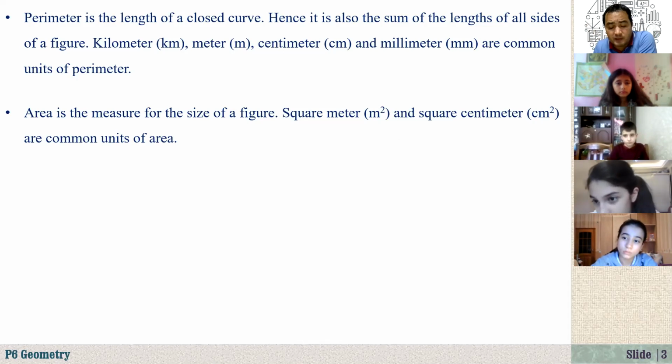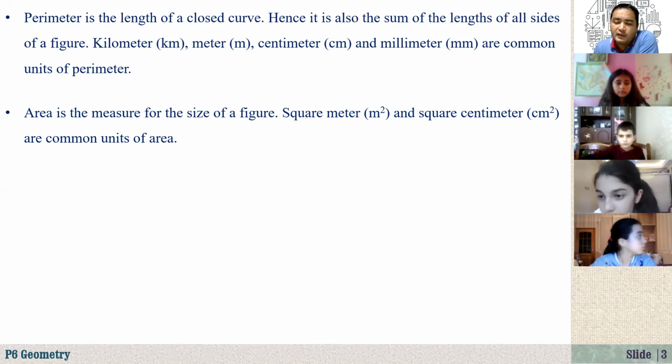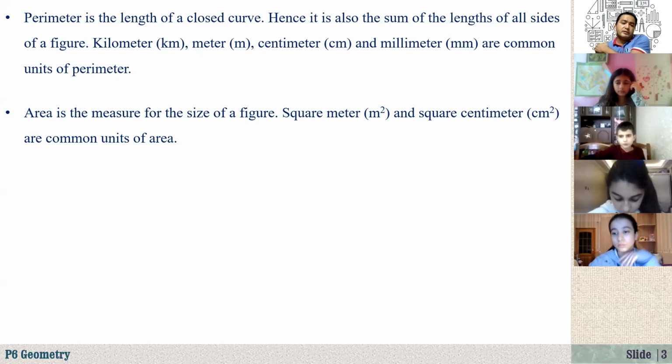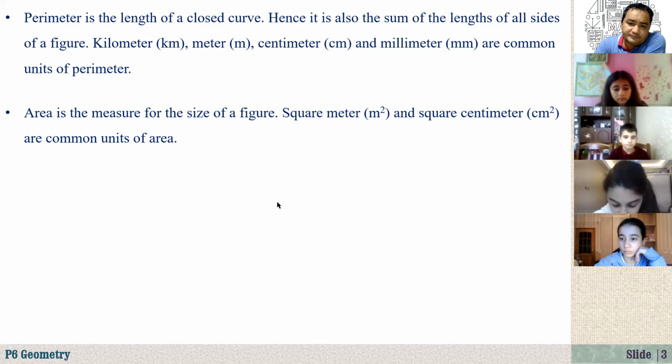What is the perimeter of Azerbaijan? Maybe something kilometers. What is the perimeter of, for example, the Caspian Sea? We use kilometer. And the perimeter of Baku city? It's huge, at that time we use kilometer. And how about the area? Area is a measure for the size of a figure. That means how much surface it is covering. The square meter and square centimeter are common units of area.